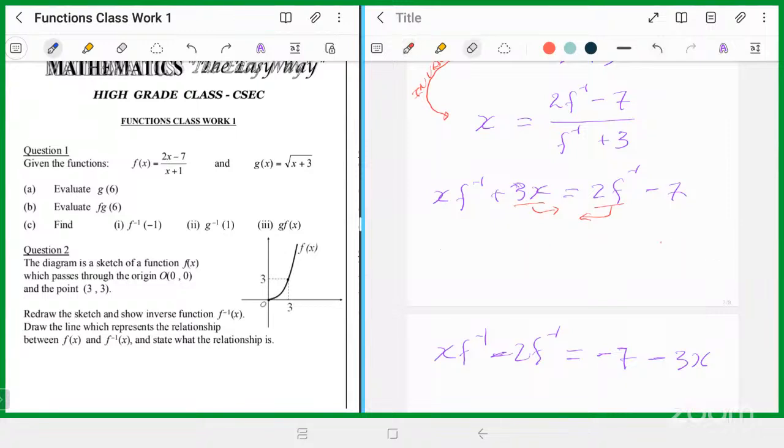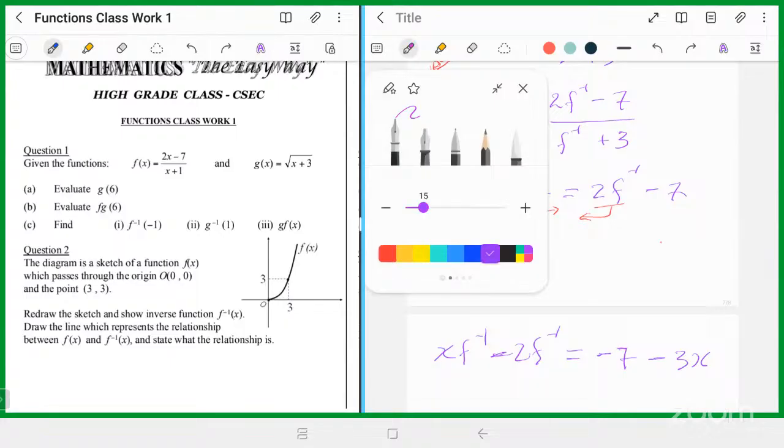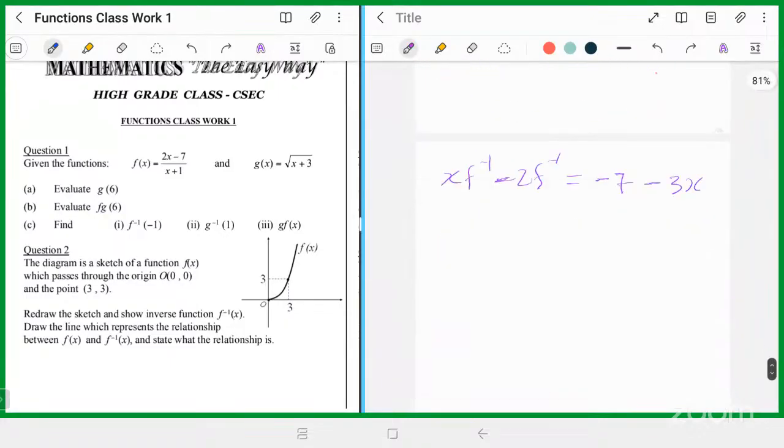So that is what happened. This is where we're at now. Remember, we're trying to make f to the minus 1 the subject. So what we're going to do now is take the f to the minus 1 that is in these two terms and factorize it out of those two terms. You factorize the f to the minus 1 out of these two terms. Out of this, you're left with an x. Out of this, you're left with a negative 2.